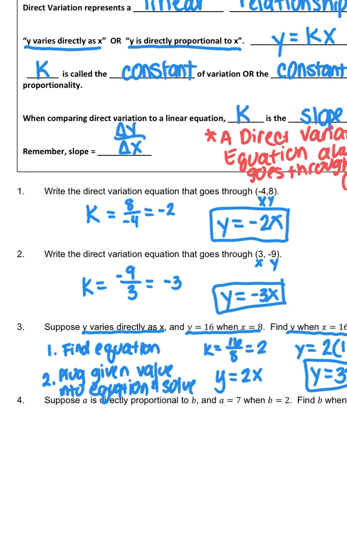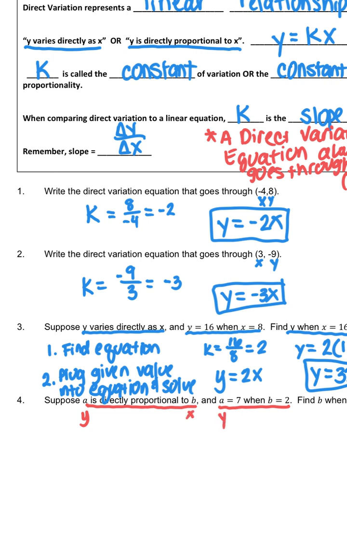Now let's go ahead and go to number 4. Now it says, suppose A is directly proportional to B. So again, we saw that at the top in that box. And we have A equals 7 and B equals 2. Well, notice we don't have X and Y. They're using A and B. That's okay. We're going to use them the same way. So A is our Y, B is our X.